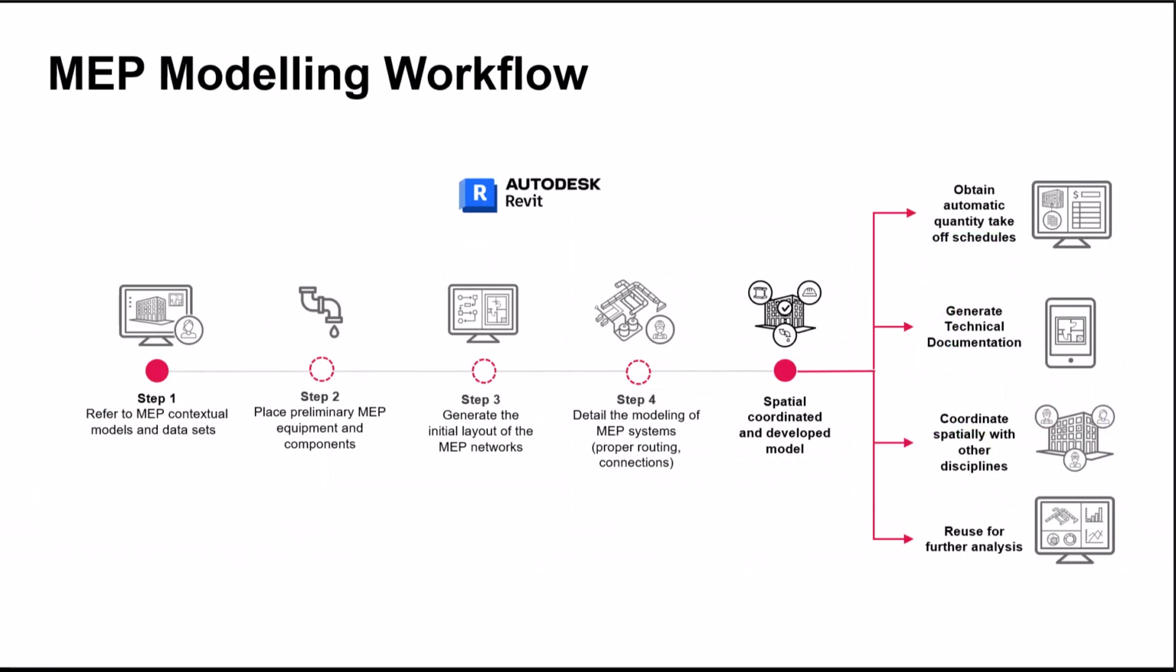Looking into the detail of the MEP system modeling, we start by placing equipment and terminals to define the system endpoints. Then we generate the initial layout using automation and customize it as needed. As we detail the system, we can adjust the hierarchy and use Revit automatic duct or pipe sizing to ensure the model's accuracy. Finally, we get to a spatial, coordinated, and developed model that we will then share for different uses, which could take actually two iterations of the design process until we get to the final project design.